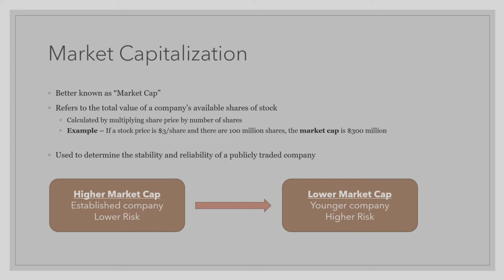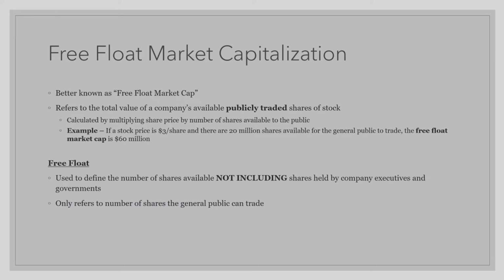The second critical term is known as free float market capitalization, or free float market cap. This refers to the total value of a company's available publicly traded shares of a stock. It is calculated by multiplying share price by the number of shares available to the public. For example, if a stock price is $3 per share and there are only 20 million shares available for the general public to trade, the free float market cap is $60 million.